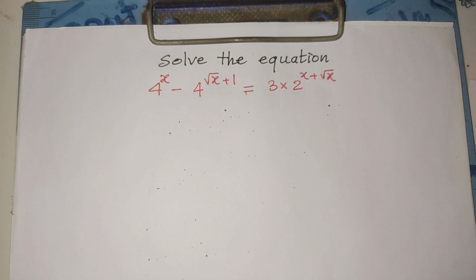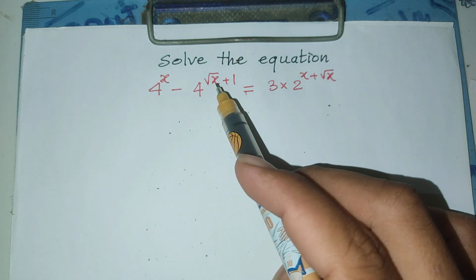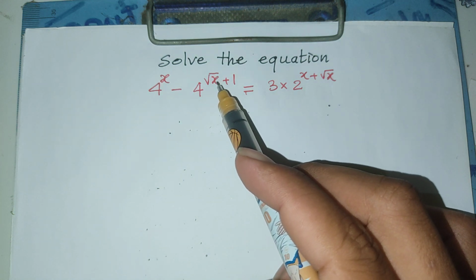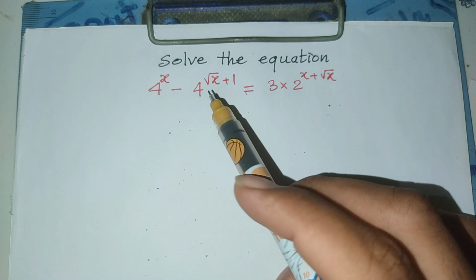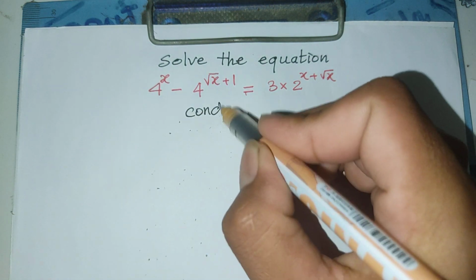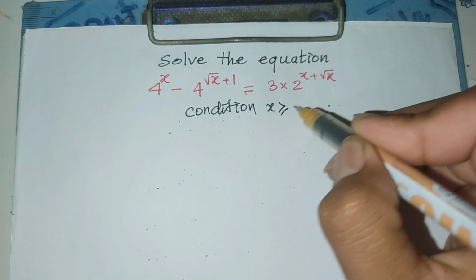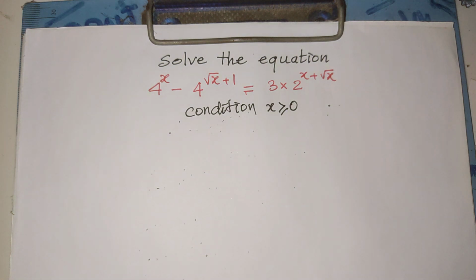Okay, now we go to the solution together. We see our equation. This has power x and this has power square root x. So before we solve this equation, we must check the condition. That condition is x must be positive or equal to 0.